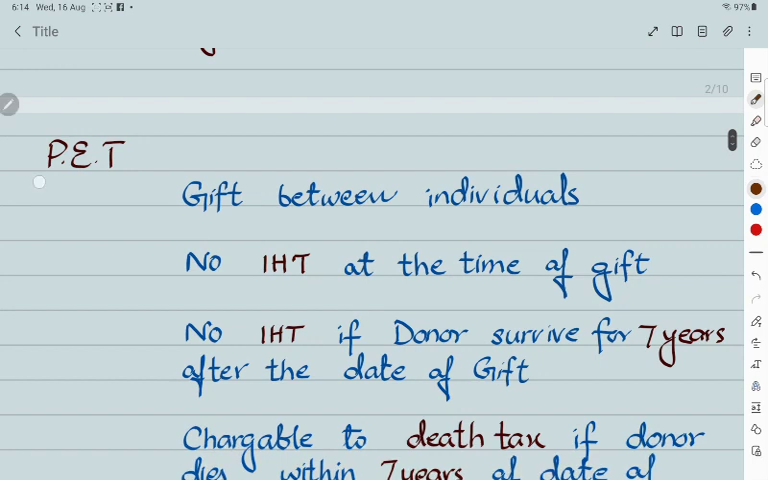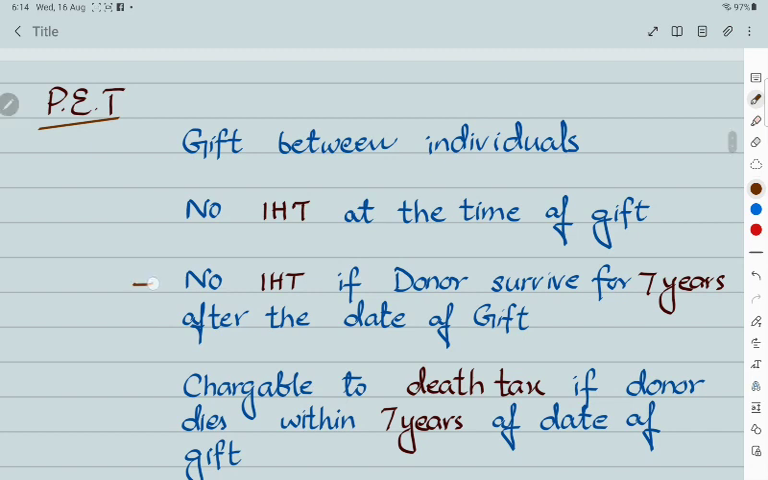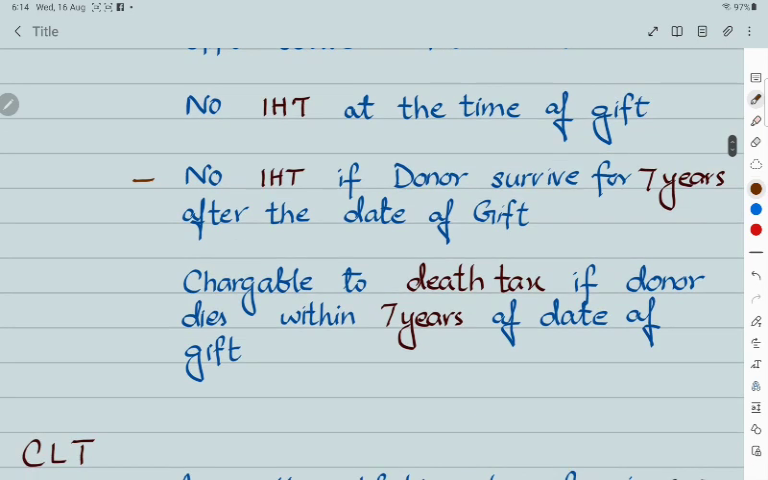What is a potentially exempt transfer? A potentially exempt transfer means a transfer which has a potential to become exempt. It is said to be a gift between individuals. No inheritance tax is charged at the time of gift, and no inheritance tax is charged if the donor survives for 7 years after the date of gift. So that is why it is said to be a potentially exempt transfer, that it has a potential to become exempt. It is chargeable to death tax if the donor dies within 7 years of the date of gift.